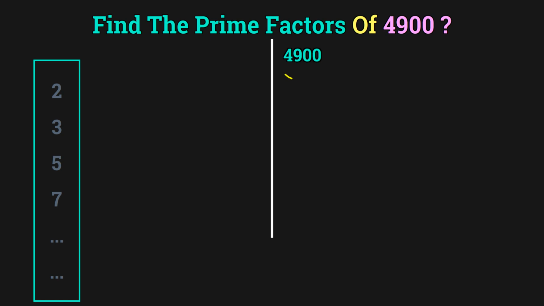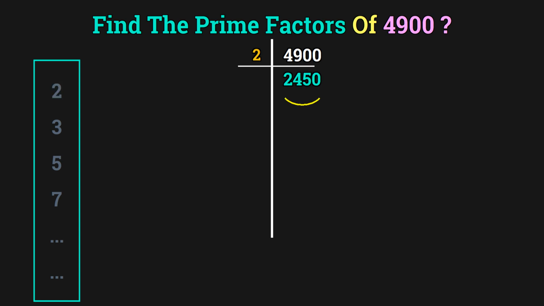4900 by 2, which equals 2450. So 4900 divided by 2 equals 2450.